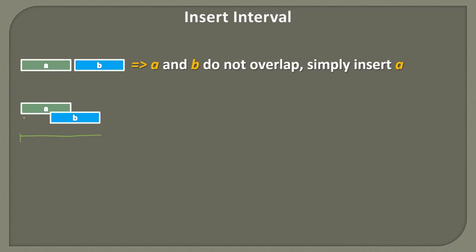So this is the start of A and this is the end of B. If we take this interval as C, then we have to keep a formula for C. Start time will become the minimum of A dot start and B dot start, and the end time will become the max of A dot end and B dot end. So this condition comes into picture if they are overlapping.